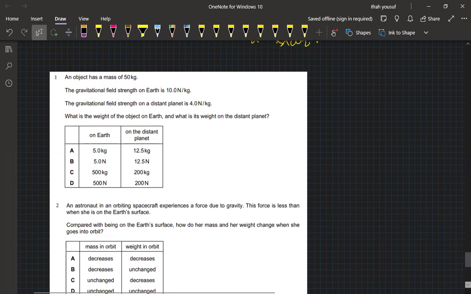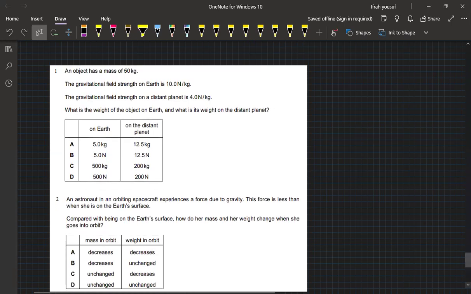So here's the question. An object has a mass of 50 kilogram. The gravitational field strength, that is g, or strength of gravity on Earth is 10 Newton per kg. The gravitational field strength on a distant planet, that is unknown to us, is 4 Newton per kilogram. So what is the weight of the object on Earth, and what is its weight on the distant planet?